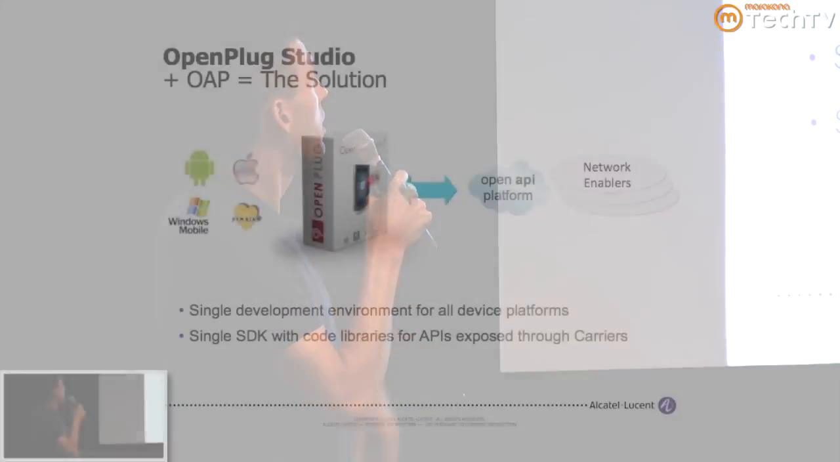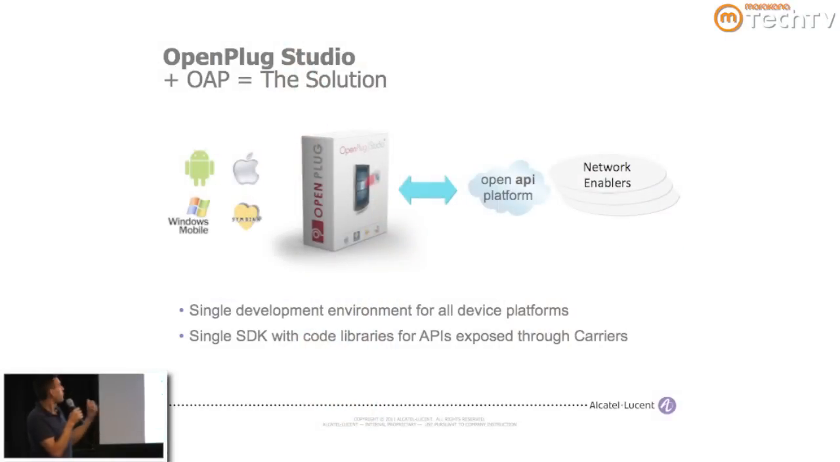So one product that Alcatel-Lucent acquired about almost a year ago now was a cross-platform mobile app development framework called OpenPlug Studio. It works for Android, iOS, Windows Mobile and Symbian. It's really designed for global apps. It's actually based out of Europe, so there's a lot of usage all over the world with this Studio, and it is a single IDE. It's basically the Eclipse IDE with libraries built in that let you build for multiple platforms at once.